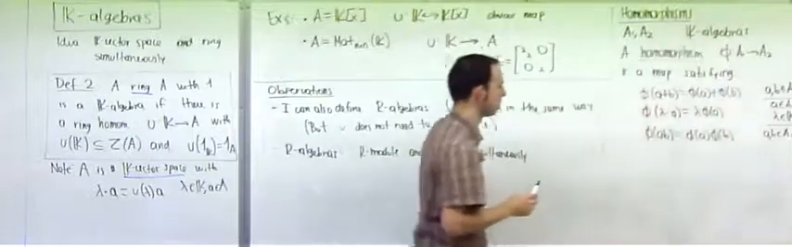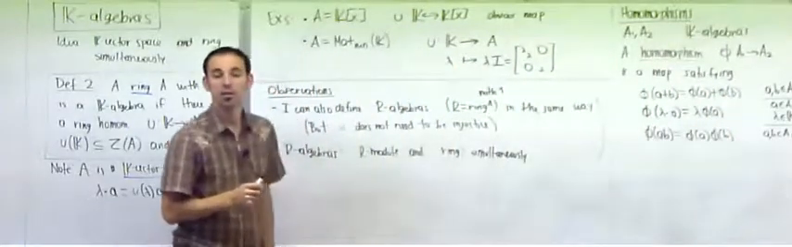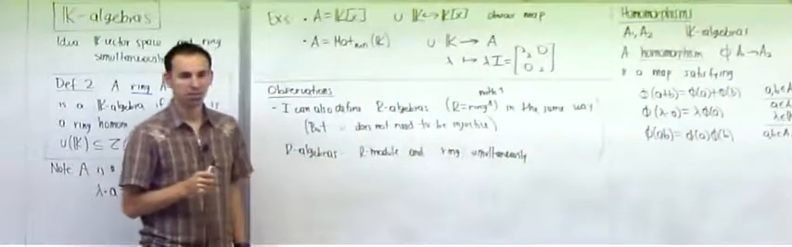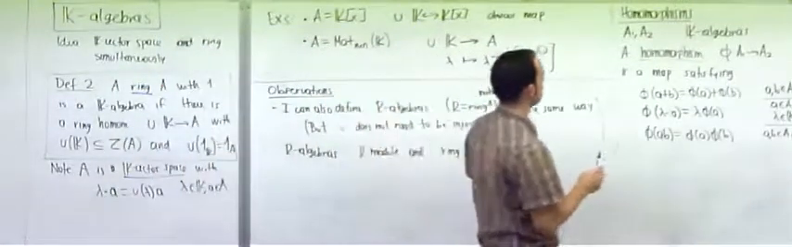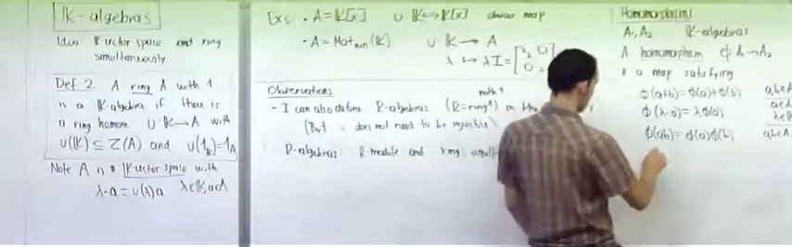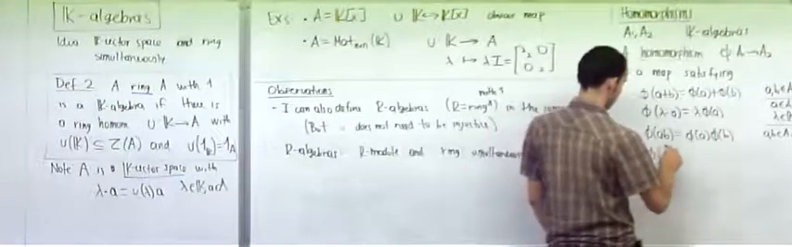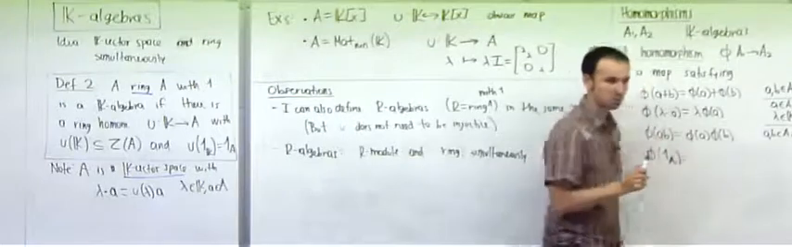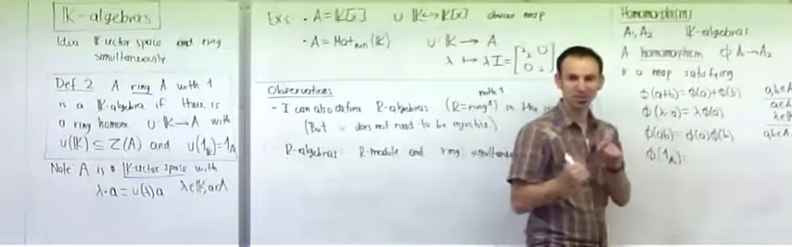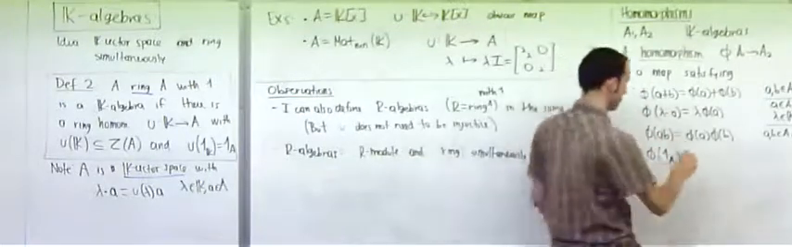Anything else? Yeah, phi needs to send 1 to 1. I don't mean that phi is one-to-one, I'm saying that phi needs to send the one of the first algebra to the one of the second one.